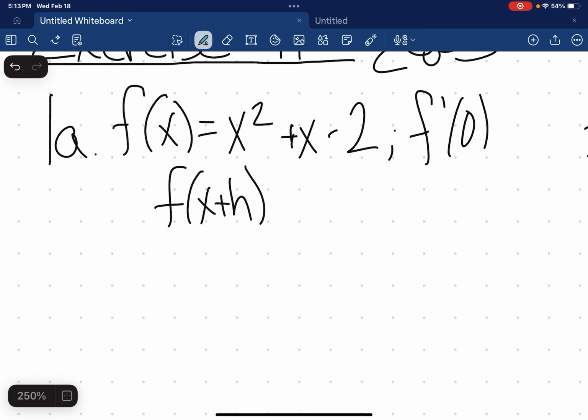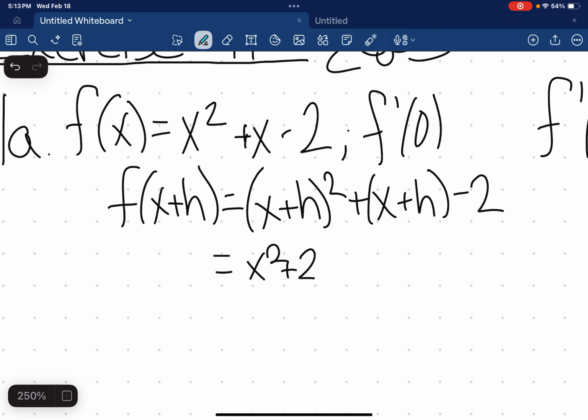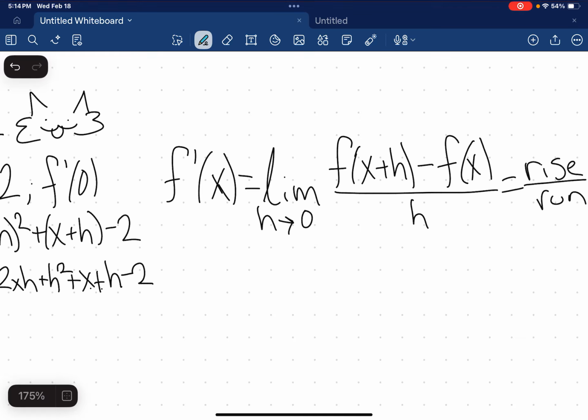I'm going to do most of this step by step and write it legibly so you'll understand. That is a -2, right? Yeah, okay. This is just going to be equal to x squared plus 2xh plus h squared plus x plus h minus 2. Now that we have that, we can plug that back into here, and we already know what the original function is.